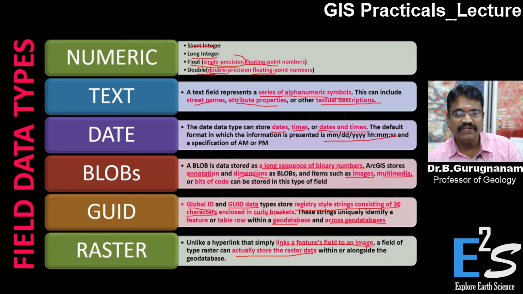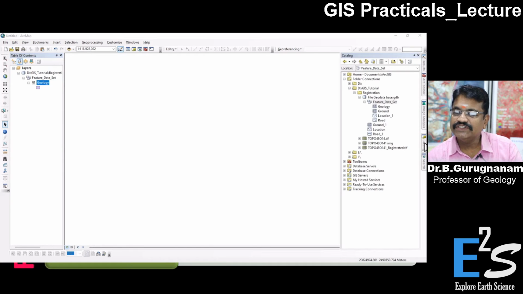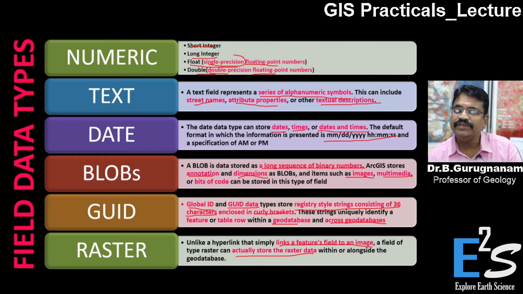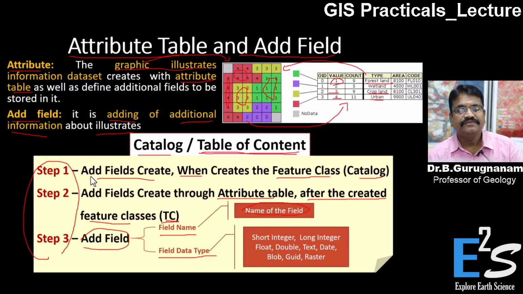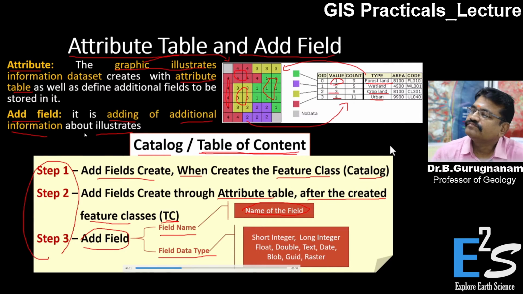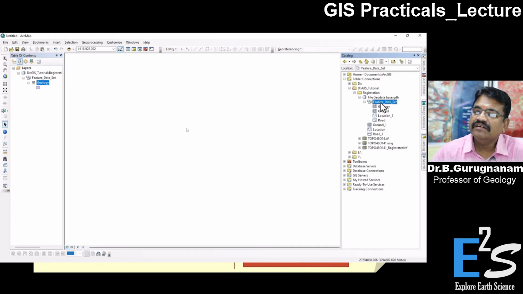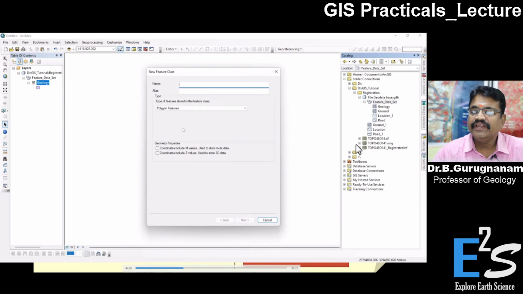This is how the data formats are. Now we will see how we are creating and adding to the database. First we create a feature class. As you know, you first create a geodatabase and then a feature class. So we are now going to do step one. I am coming back to this place and going to the catalog. In the catalog, right-click, go to New, and choose Create Feature Class.